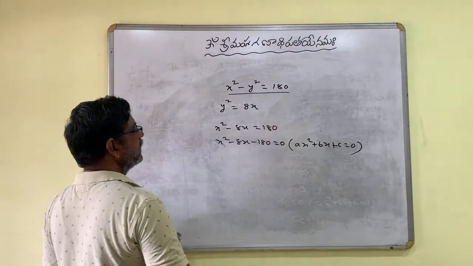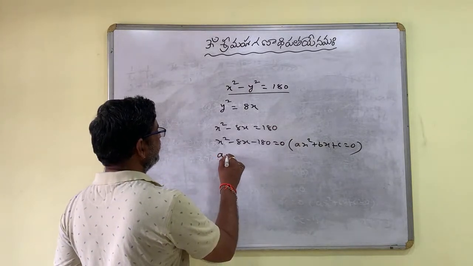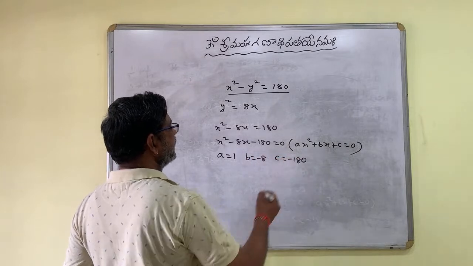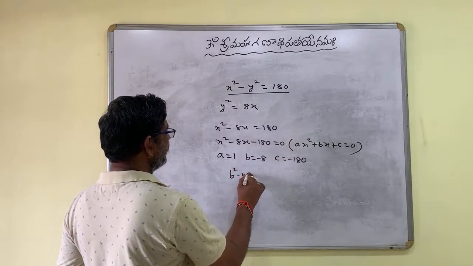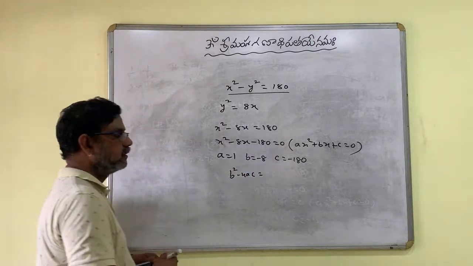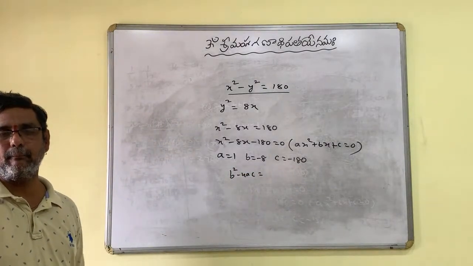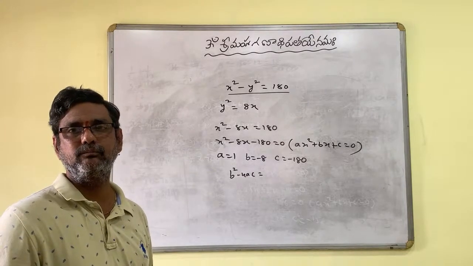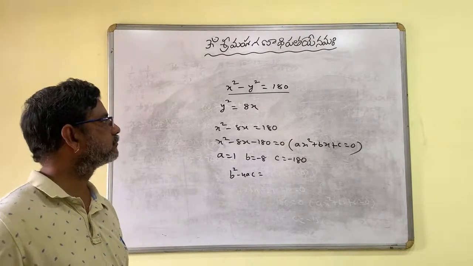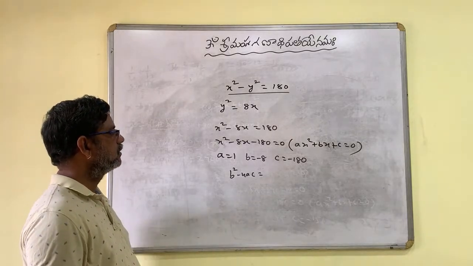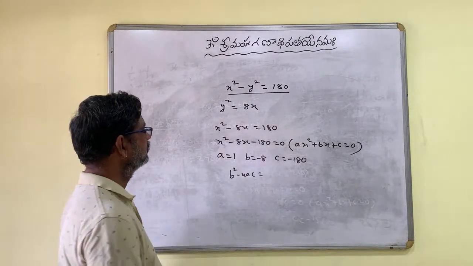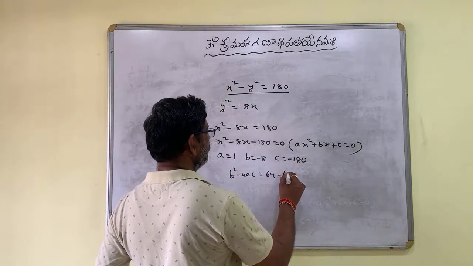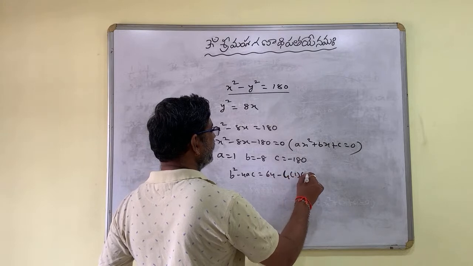Now, what is A, what is B, what is C? A is 1, B is negative 8, C is negative 180. First calculate B square minus 4AC, then substitute in the formula. Calculate the B square minus 4AC value: 64 minus of 4 into 1 into minus 180.